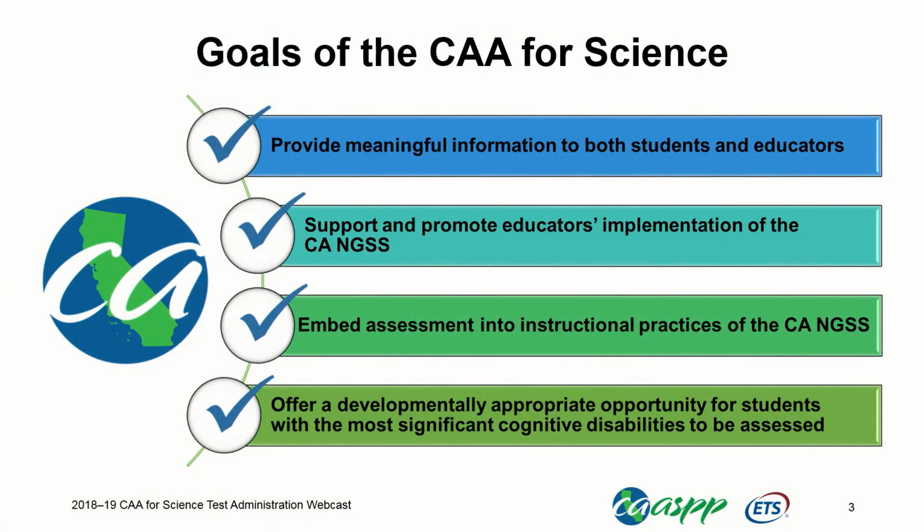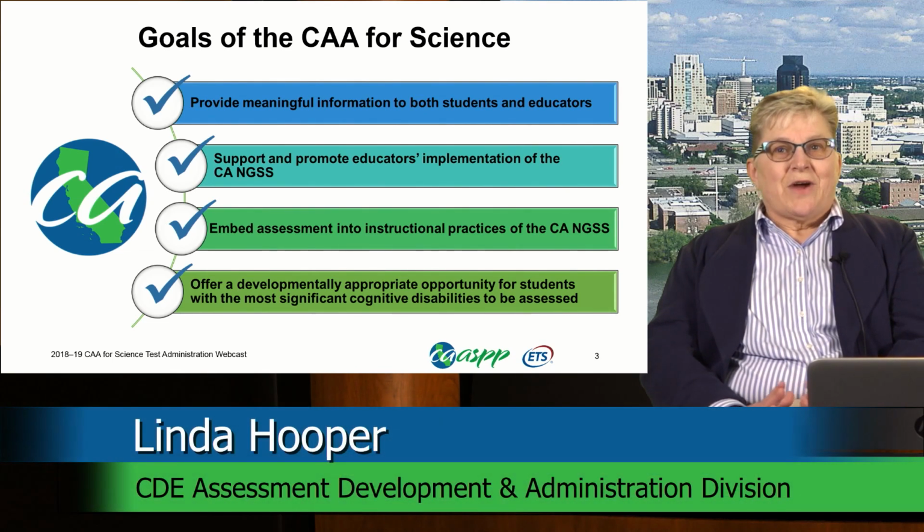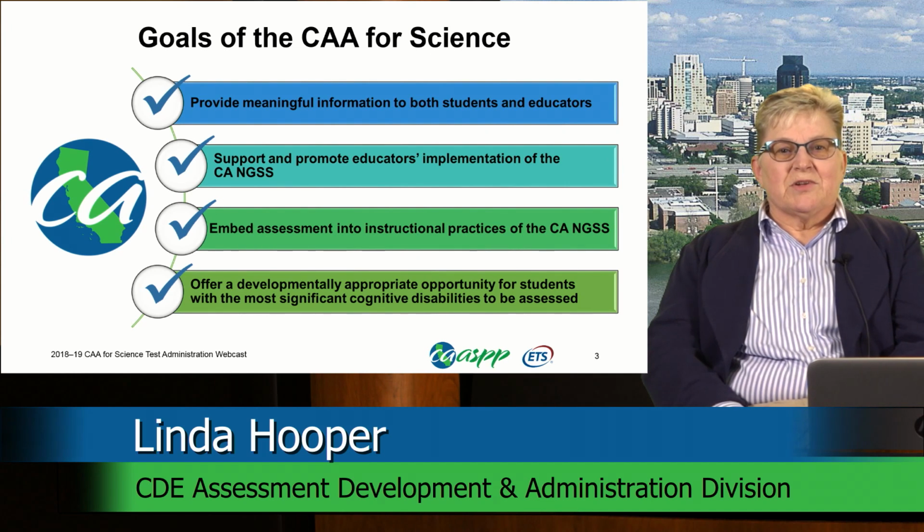As we were developing the CAA for Science, we had several goals. One is to provide meaningful information to both students and educators, support and promote educators' implementation of the California Next Generation Science Standards, embed the assessment into the instructional practices of the California Next Generation Science Standards, and offer a developmentally appropriate opportunity for students with the most significant cognitive disabilities to be assessed.